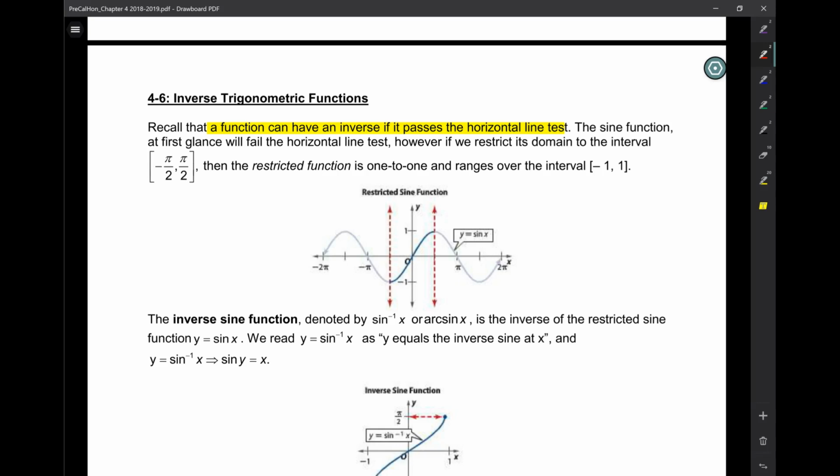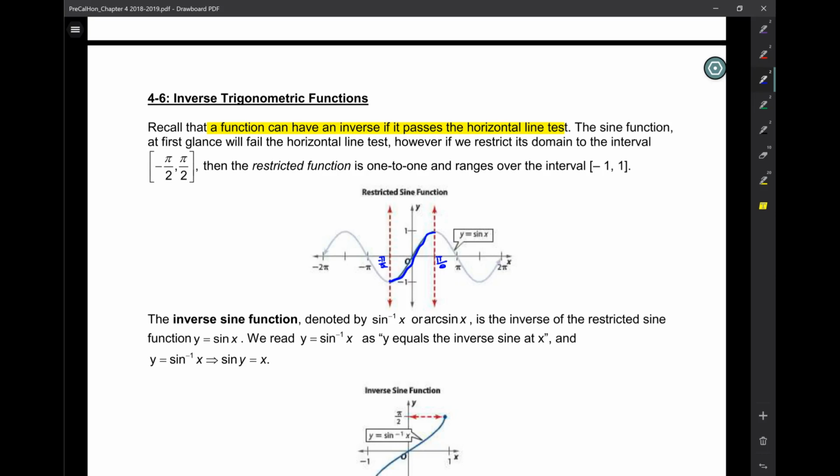What we do is restrict the domain of the sine function so that instead of saying the domain is negative to positive infinity, we only take this part of it, from negative pi over 2 to pi over 2. And now if you only look at that blue curve, does that pass the horizontal line test? It does. So we restrict the domain of the sine function, and then we can define an inverse function, but only in that region.